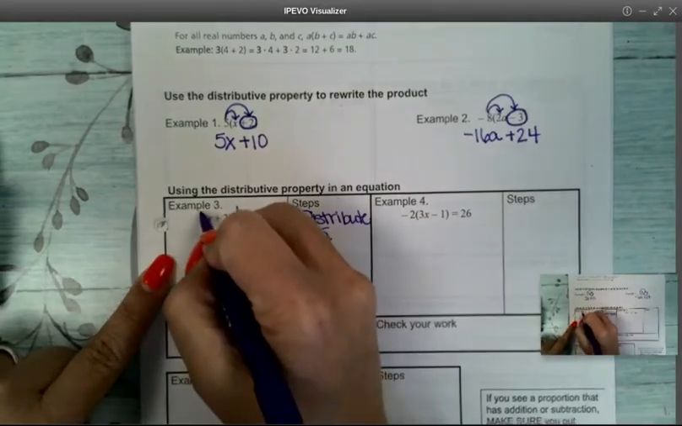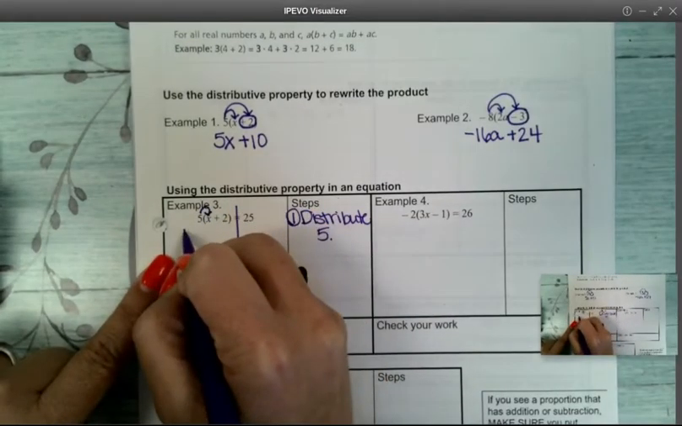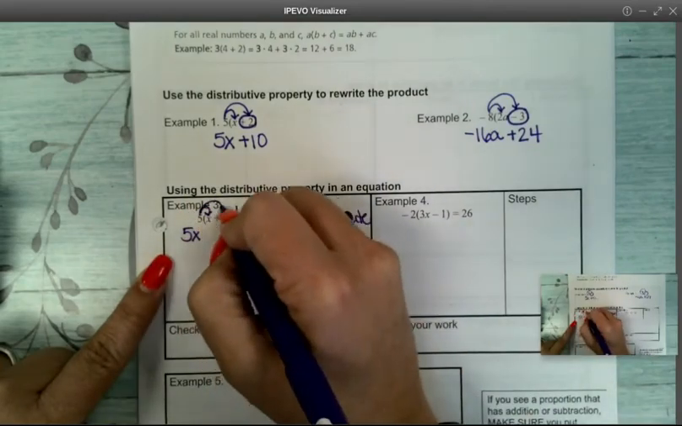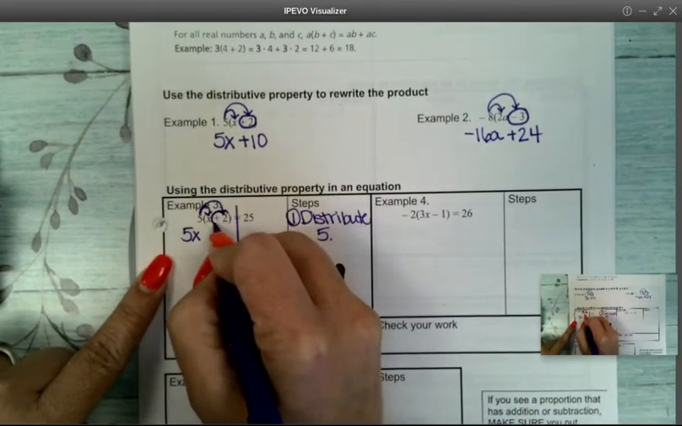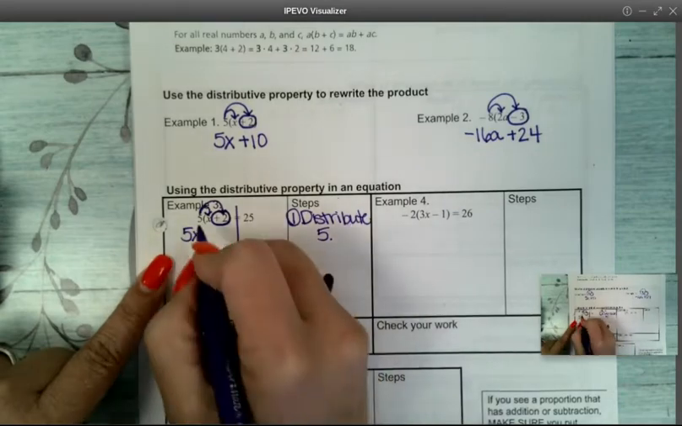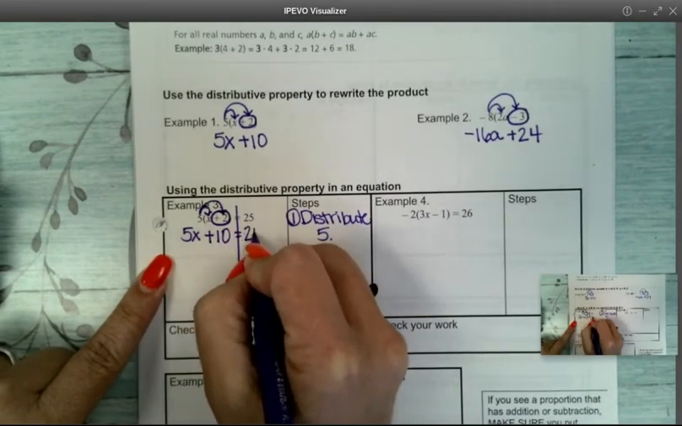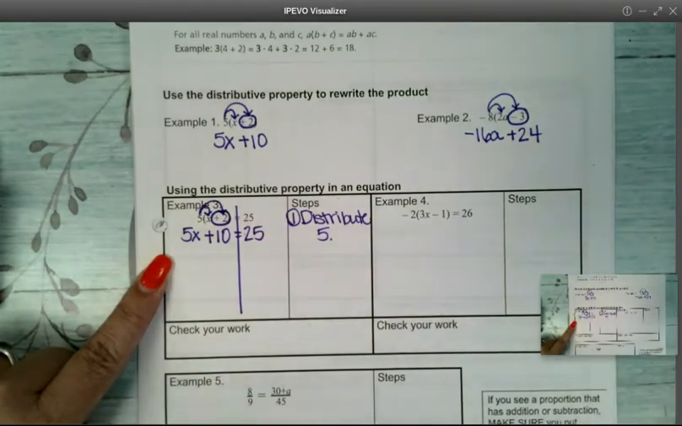So when we distribute, 5 times x is 5x. Remember, when we're drawing those arrows, it means to multiply. 5 times the second term, which in this case is a positive 2, gives you a positive 10. And then we're going to bring down everything that we didn't touch, which is the equals 25.